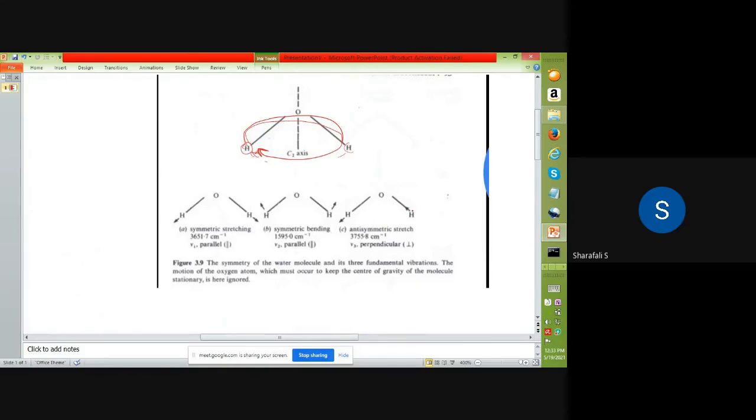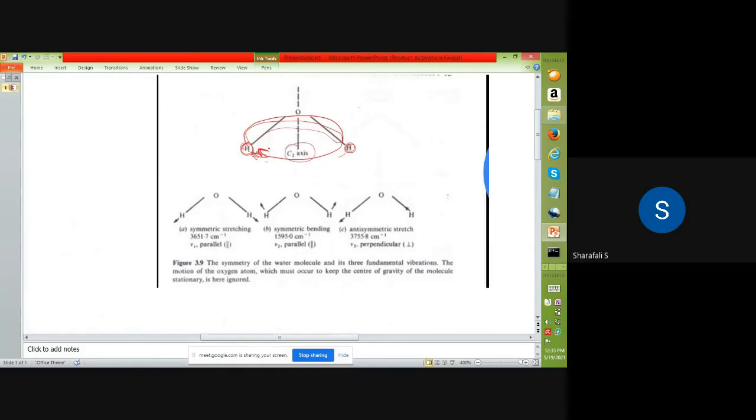Again, if you rotate, the original hydrogen will come back to its original position, and this hydrogen will come to its original position. Okay? So within a single rotation, this molecule can be in the same state 2 times. Okay, that's why it is called a C2 axis.